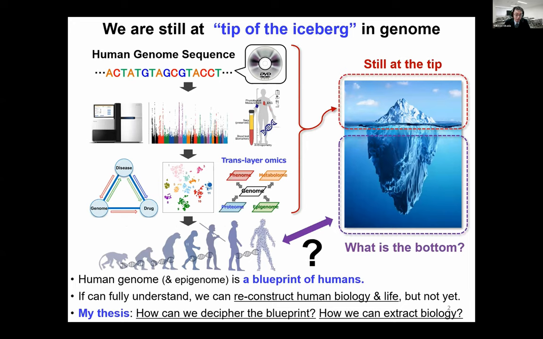If we can fully understand this sequence, we can reconstruct individuals. But currently it is still difficult. So our thesis is: how can we decipher this blueprint, and how can we extract biology? We are currently only seeing the top, but we also need to see the bottom.